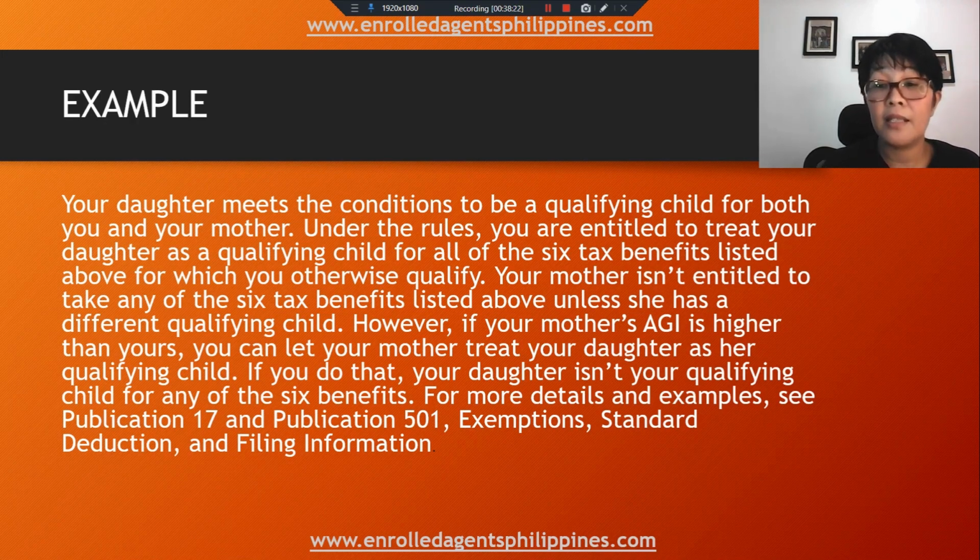For more details and examples, see Publication 17 and Publication 501, Exemptions, Standard Deductions, and Filing Information.